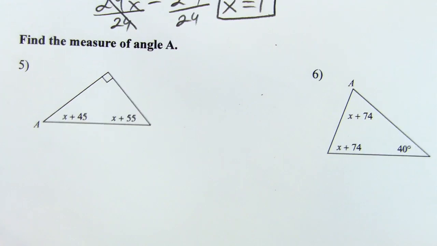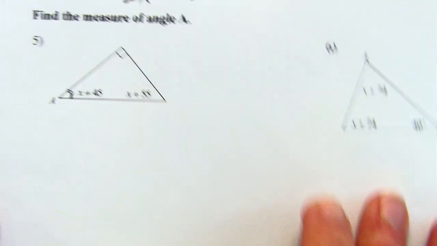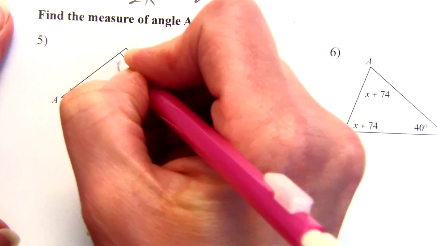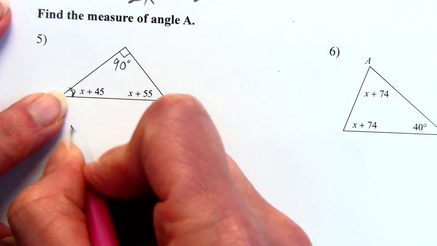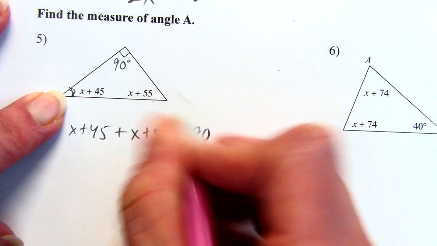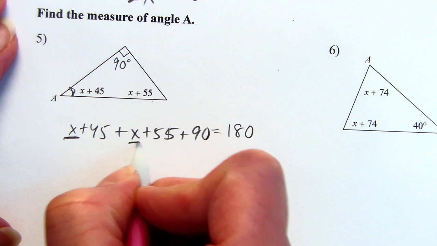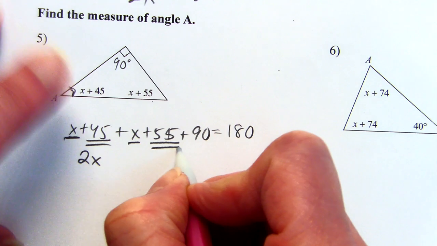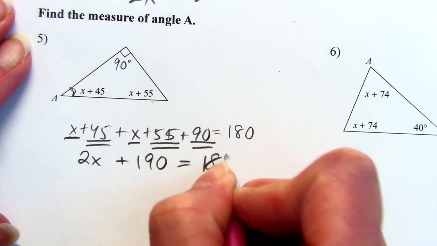Okay, so the final section of these examples now says we're going to find the measure of angle A. So here's angle A down here. We're going to have to use all the information given to figure out what that is. So we know that this is a 90-degree angle, so don't forget to add that in. And so we'll have x plus 45, x plus 55, and then just a 90-degree angle. Altogether, it adds up to 180. So combine like terms, x and x add up to 2x. 45 and 55 make 100, and then add another 90, so 190.